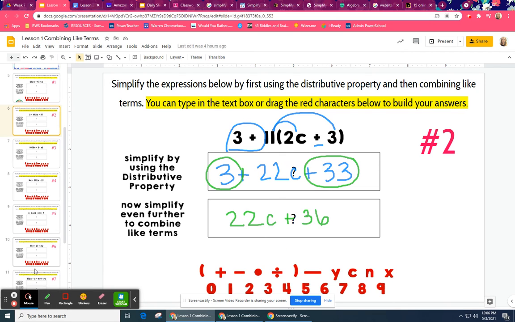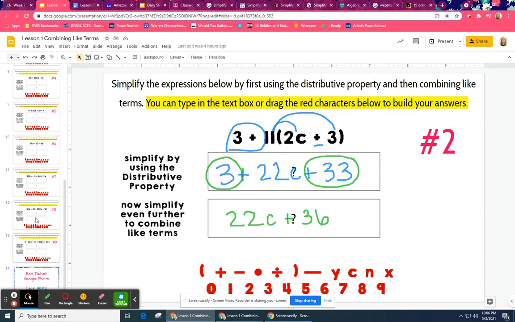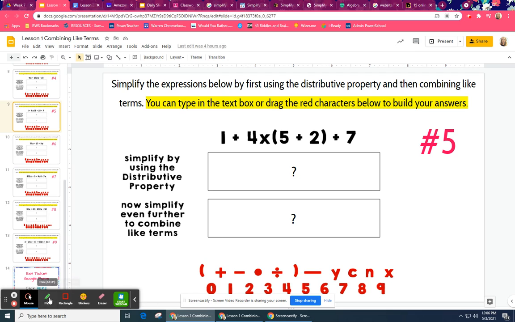I'm actually going to do one more. I'm going to do a harder one that's towards the end of these. Let's do number 5. A lot of kids were messing up on this one earlier.